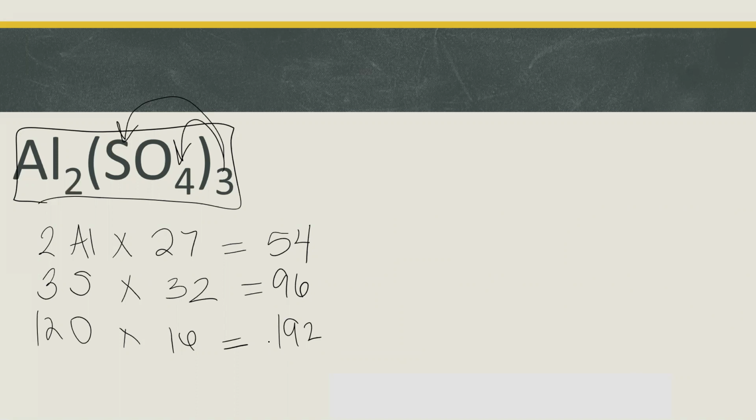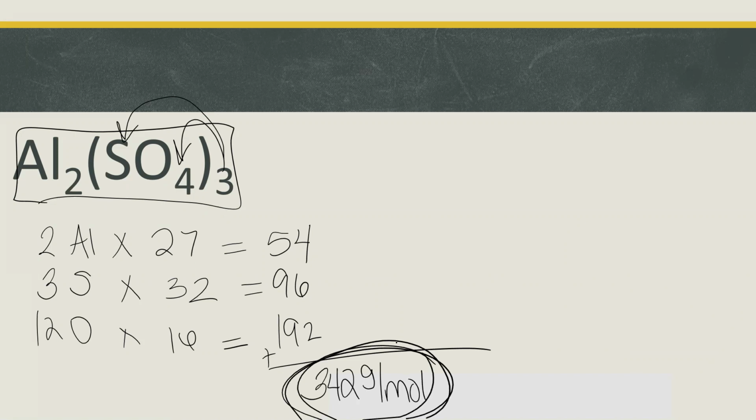But I want to know the molar mass of the entire compound. So I'm going to add all of those together. So 192 plus 96 plus 54. Make sure you're actually doing your math right in your calculator. And I get 342 grams over moles. That is the atomic mass of this compound.